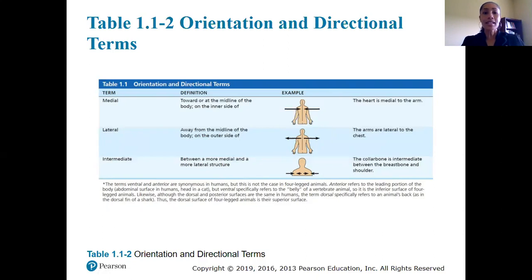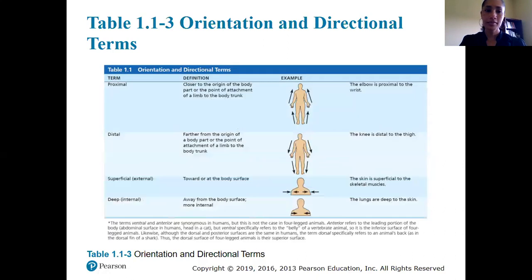Intermediate is between a more medial and a more lateral structure. I don't actually test you on this term, but I'll talk about it a little bit. You're talking about that middle area. So the collarbone is going to be intermediate between the breastbone and the shoulder. So basically in the middle between the two.